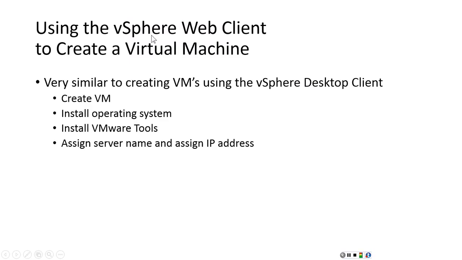So what we can do now is use the vSphere web client to create a virtual machine. And we will see that creating a virtual machine using the vSphere web client is very similar to creating virtual machines using the vSphere desktop client. You create the virtual machine, you install the operating system, you install VMware tools, and you assign the server name and IP address. It's very similar, but it's different in some ways as well. So let's do it.